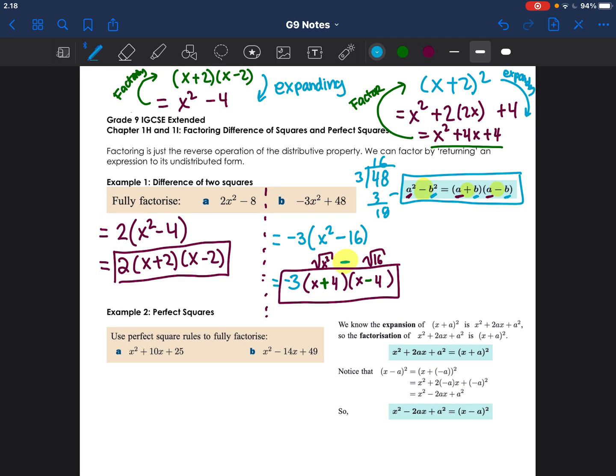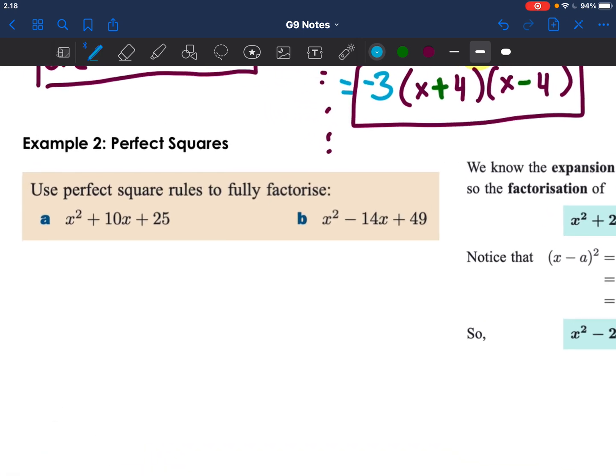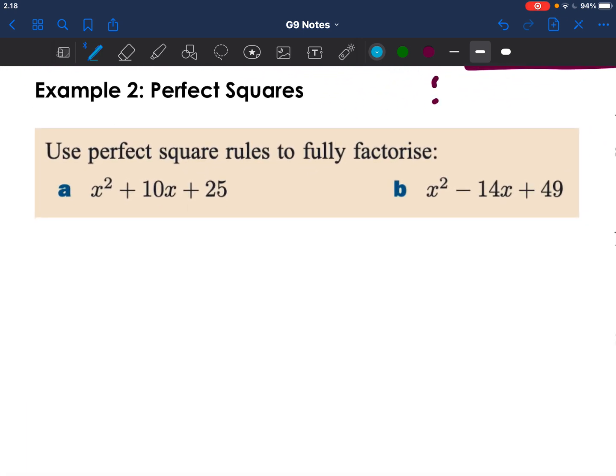Sometimes it's not as easy for you to see that it is a difference of two squares, but as long as you do what I just did there, it'll be okay. So how about perfect squares? I don't know why, but this is my favorite because I just keep chanting: square the left, square the right, double the middle, right?